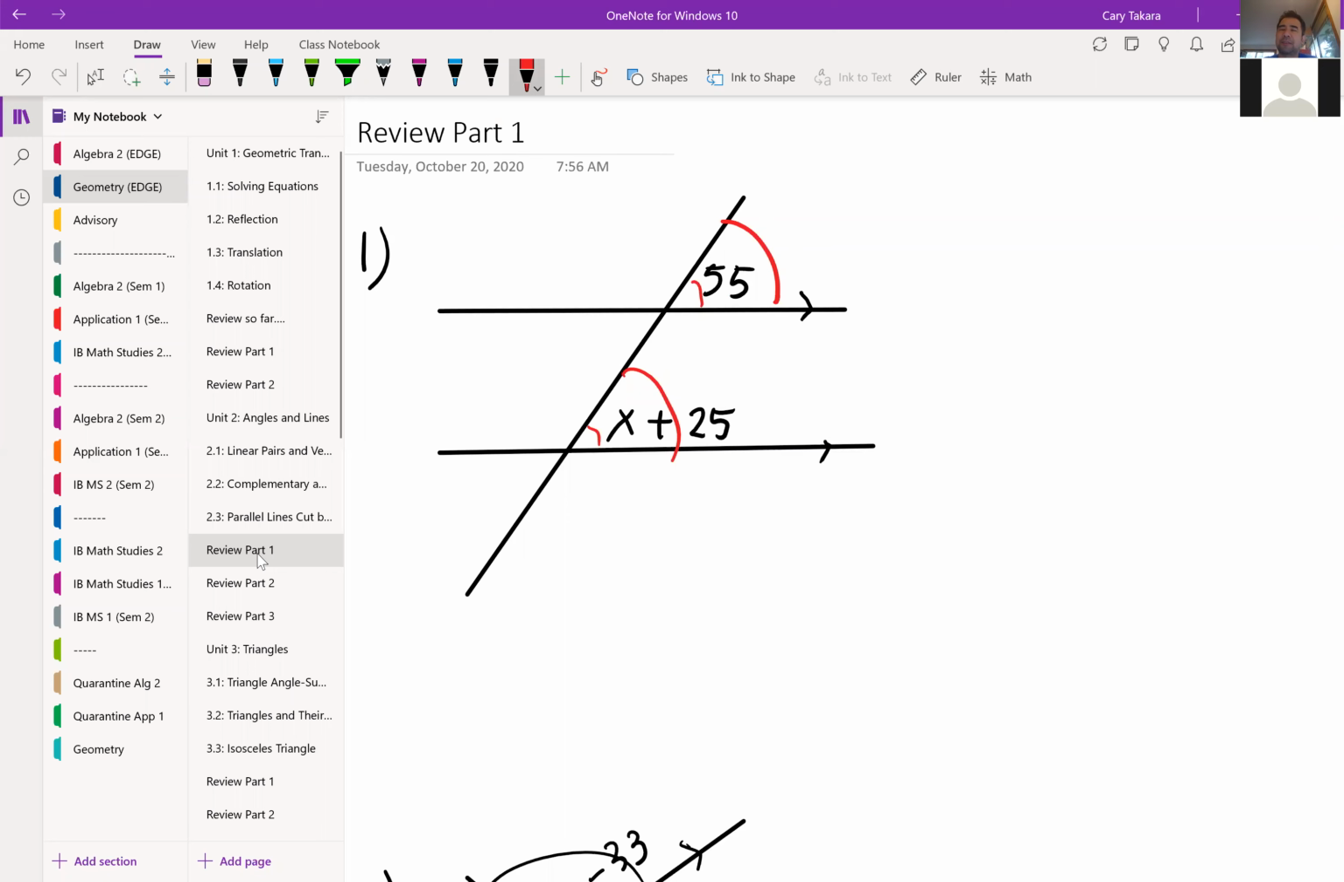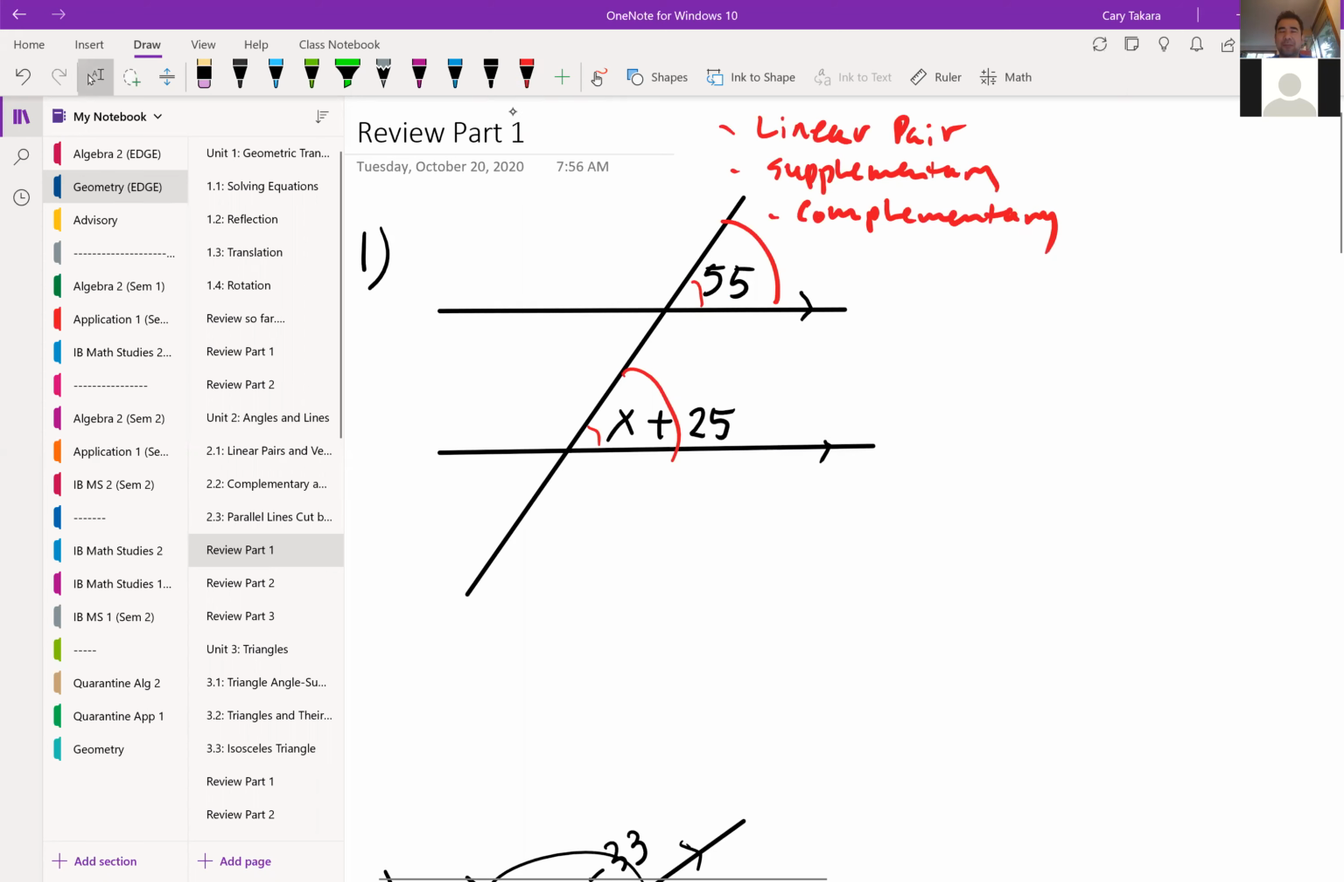We've got linear pair. We've got supplementary, complementary. Again, maybe we don't need to list them all. And then we've got corresponding. Okay, I'm not going to list them all. We just talked about that.